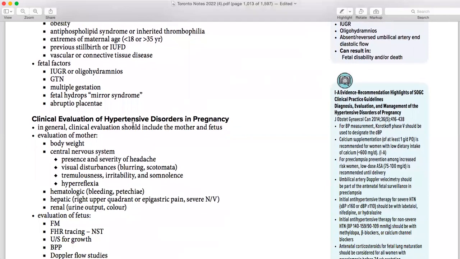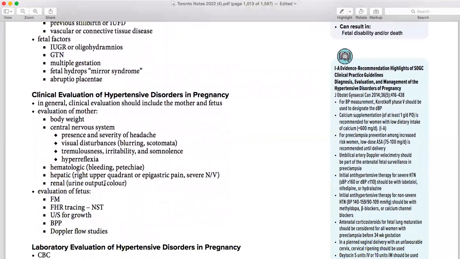Then comes the clinical evaluation of hypertensive disorders. Everything is written here, how you are going to do it. As I said, first thing first, what are you going to start with? Non-invasive procedures. You are going to check the weight, check for all those visual symptoms, and ask for everything in the history. You can ask many things in the history and exclude particular diseases. So always start with the non-invasive.